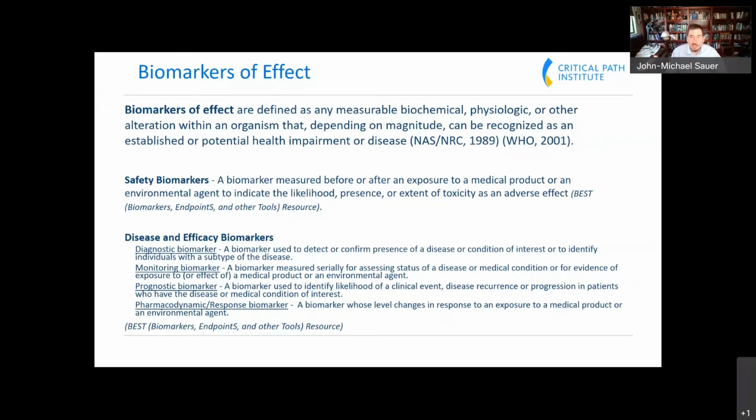And what I've done here is I've taken the definitions from the best resource that the FDA and NIH put together several years ago. I think these are really good because they do allow us to have a discussion about what the biomarker is about. But what they don't do, like that definition for biomarkers of effect, is allow us to commingle the biomarkers, right? And understand how they can be used differently within drug development, even though it's the same biomarker. Let me go a little bit deeper into this.